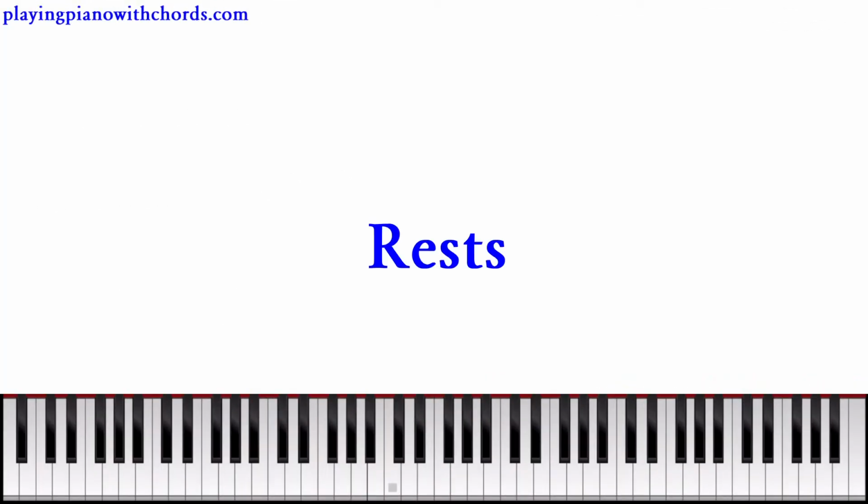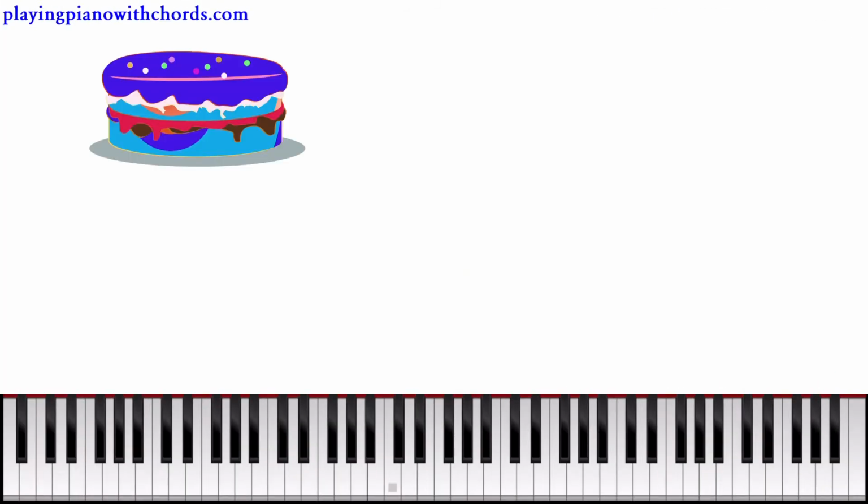Now, for each note value, you have a corresponding rest as well. You have a whole rest, which has the value of 4 quarter beats, a half rest, which has the value of 2 quarter beats, and so on. Here's a quick overview. Remember the cake? We're going to use it again.